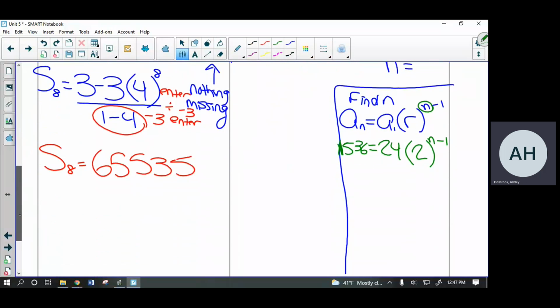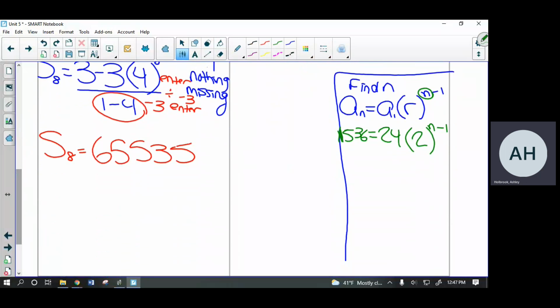How do you know? Does it look like one? Anytime you have a variable in the exponent, you have to use logs.